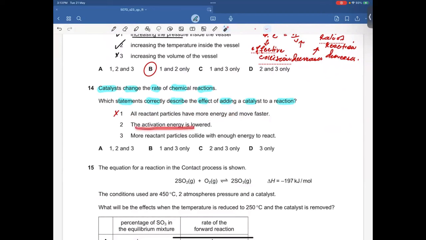The activation energy is lower. That statement is right. More reacting particles collide with enough energy to react. That's also right, because whenever a catalyst is used, it increases the effective collisions in a unit time. That indicates that more reacting particles are involved in the collision, and so chemical reaction takes place. So I believe 2 and 3, that is C, is going to be the right answer. All right.